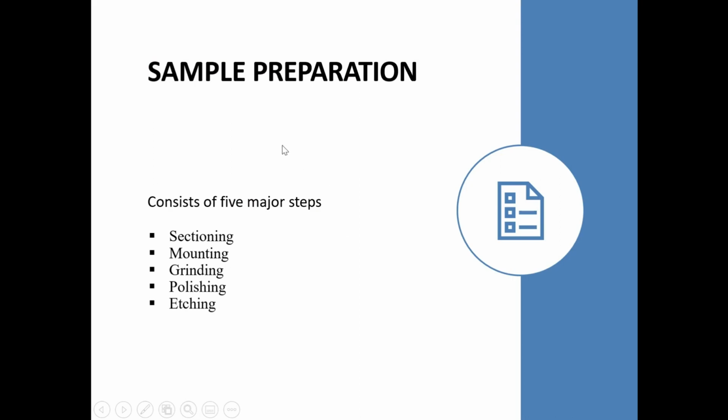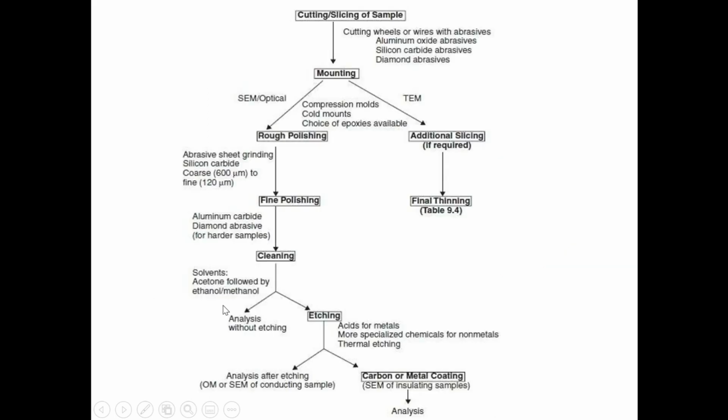So what are the different steps in sample preparation? Generally, it consists of 5 steps: sectioning, which also involves cutting, then mounting, next grinding, then polishing, and lastly etching. First of all, you have to go for cutting or slicing of the sample, where you use cutting wheels, then mounting on some other material, where compression molds or cold mounts can be used with a choice of epoxy materials.